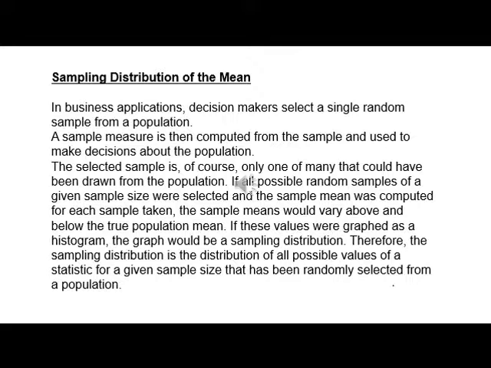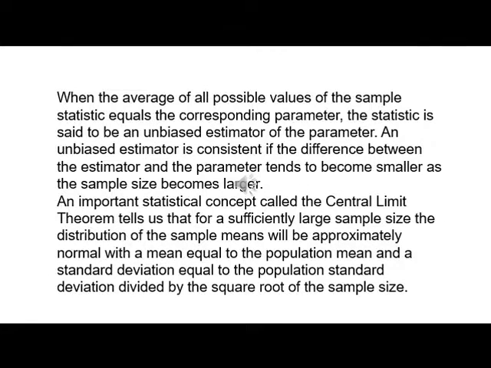Therefore, the sampling distribution is the distribution of all possible values of a statistic for a given sample size that has been randomly selected from a population. When the average of all possible values of the sample statistic equals the corresponding parameter, the statistic is said to be an unbiased estimator of the parameter. An unbiased estimator is consistent if the difference between the estimator and the parameter tends to become smaller as the sample size becomes larger.